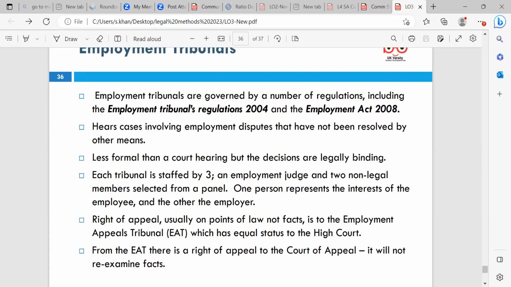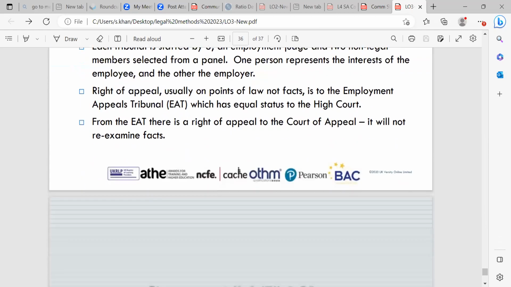One person represents the interests of the employee and the other, the employer. The right of appeal, usually on points of law, not facts, is to the Employment Appeals Tribunal, the EAT, which has equal status to the High Court. There's a further right of appeal from the EAT, though it will not re-examine the facts.